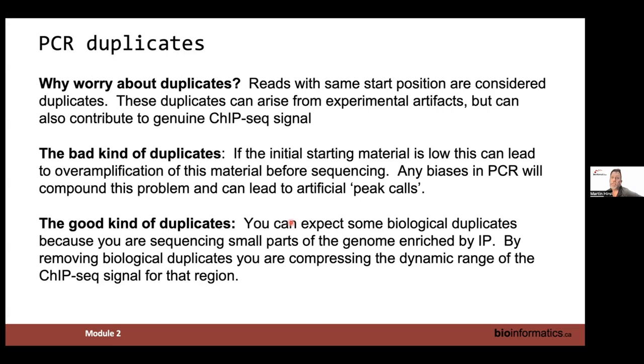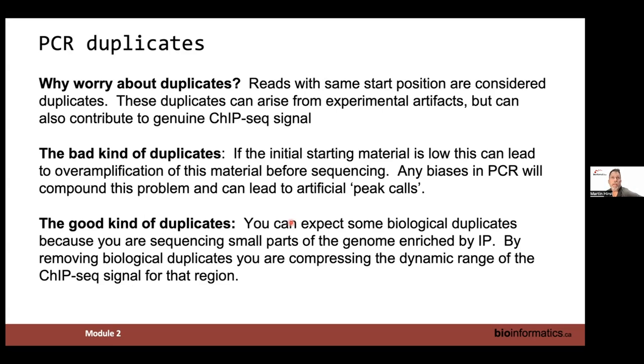Now, these are the good kind of duplicates, and in order to be quantitative in the measurement of that particular feature, we would need to take those into account. However, for most ChIP-seq experiments, we don't have a way of determining whether the duplicate that we're seeing is a good duplicate, in other words a biological duplicate, or a bad duplicate, in other words a duplicate that arose through PCR amplification. There are methodologies that you can use to tag the fragments as you're doing your IP.